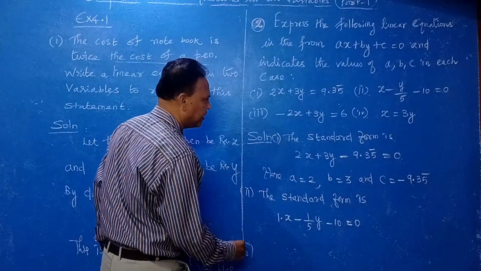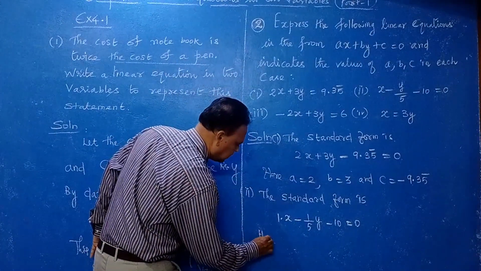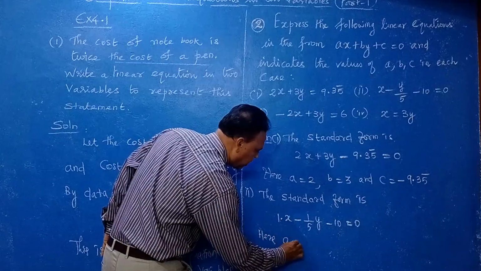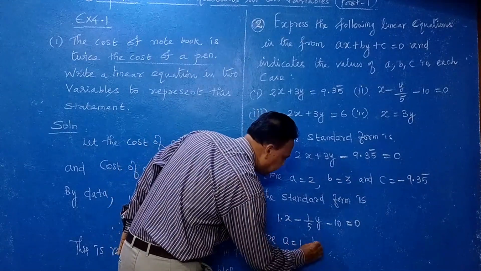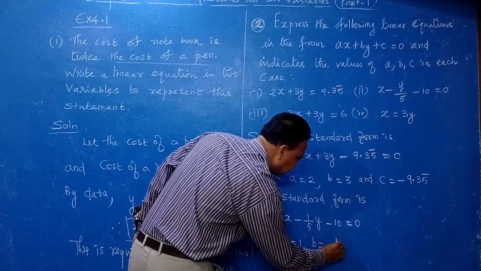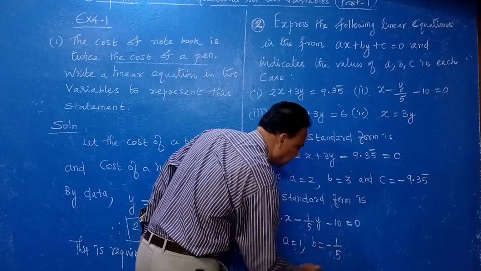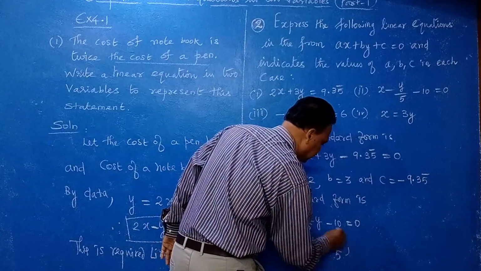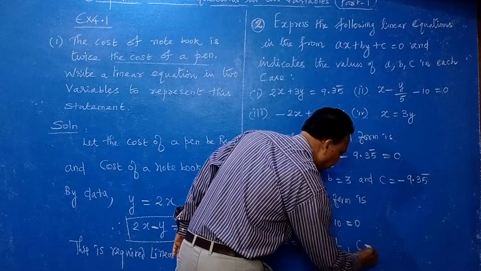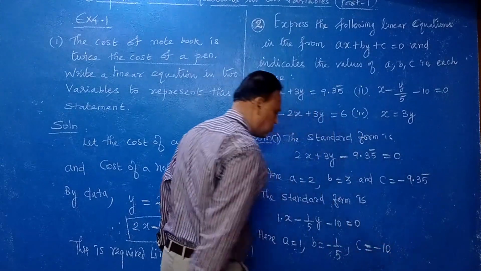Here A is 1, B is the y coefficient, with the minus sign, that is very important, minus 1 by 5. Then C is minus 10, with sign you have to write. Clear?